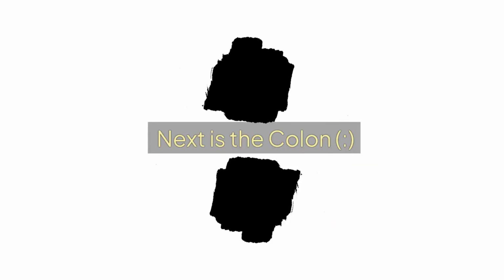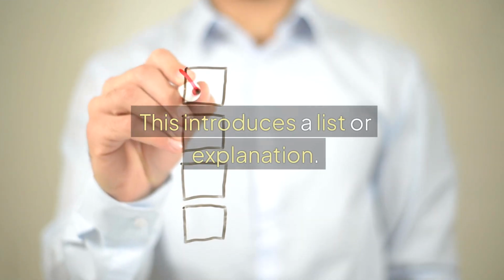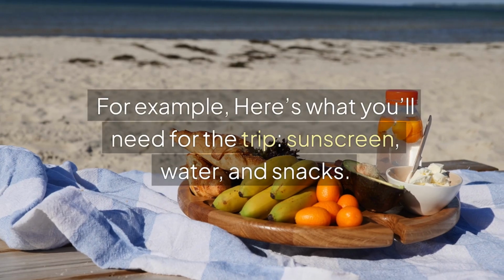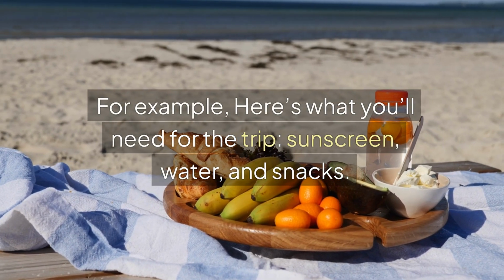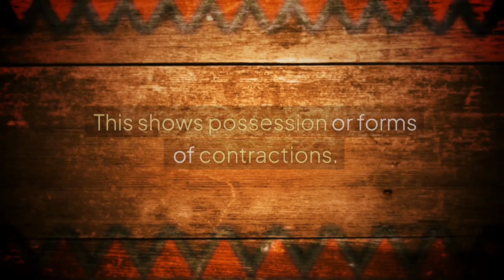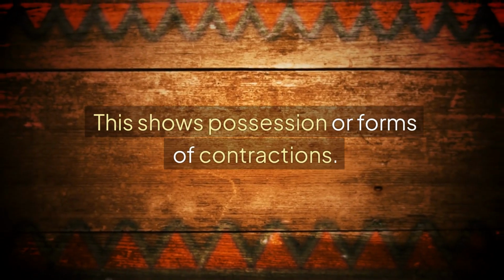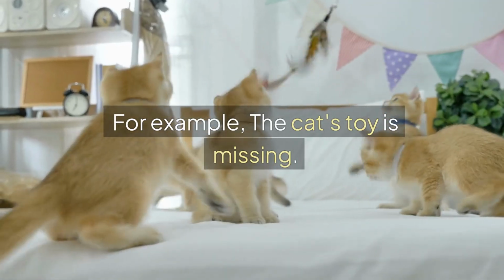Next is the colon. This introduces a list or explanation. For example, here's what you'll need for the trip: sunscreen, water, and snacks. Another is apostrophe. This shows possession or forms contractions. For example, the cat's toy is missing.